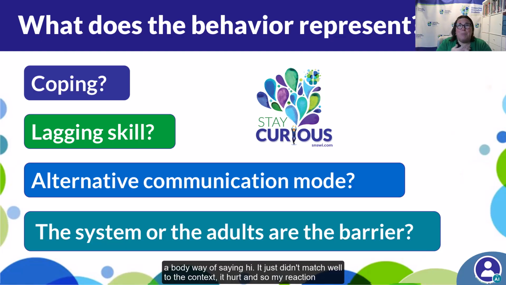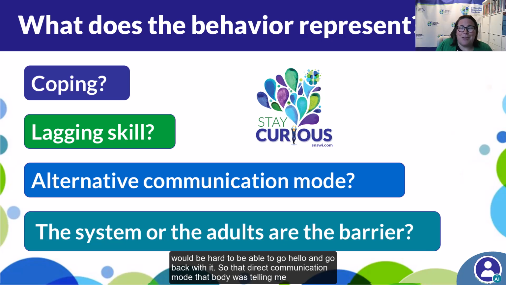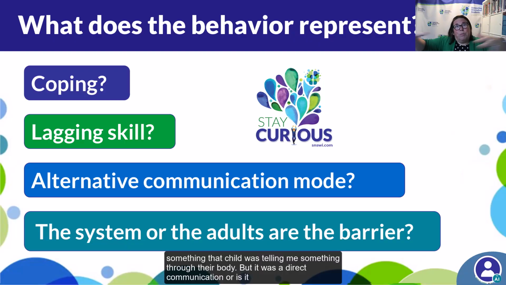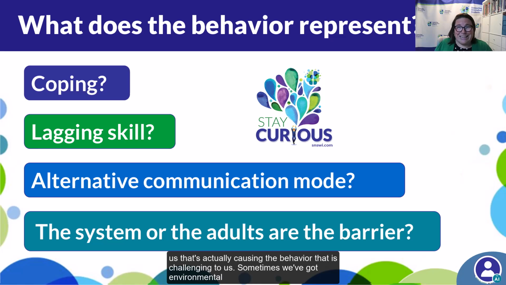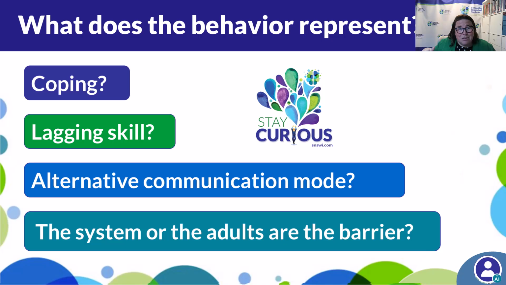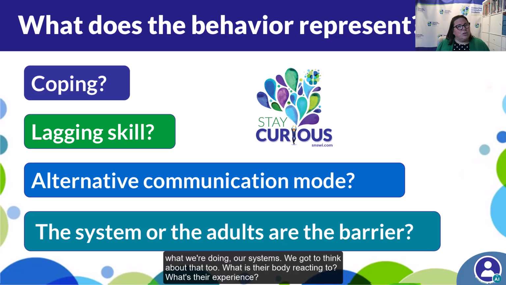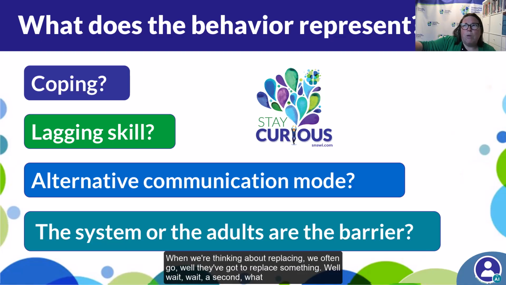It hurt. And so my reaction, it would be hard to be able to go, oh, hello, and go back with it. So that direct communication mode, that body was telling me something. That child was telling me something through their body, but it was a direct communication. Or is it us that's actually causing the behavior that is challenging to us? Sometimes we've got environmental barriers, whether it is physical things within the environment, or it's actually us, like how we react, what we're doing, our systems. So we've got to think about that too. What is their body reacting to? What's their experience when we're thinking about replacing? We often go, well, they've got to replace something. Well, wait a second. What are we thinking that we need to replace?